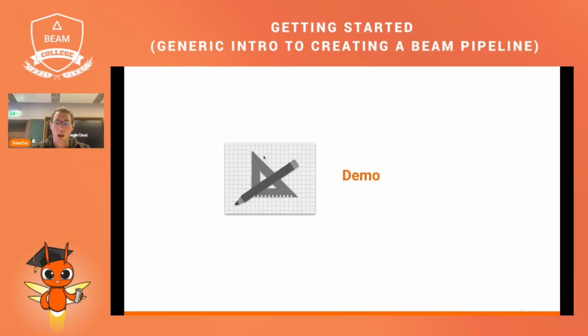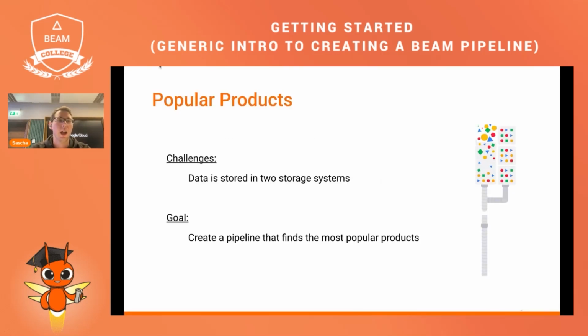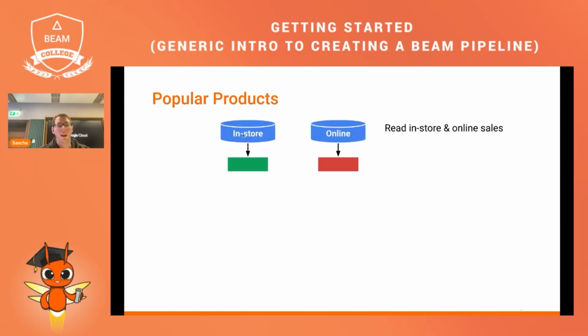In the demo, we are a fashion company, for instance, and we want to know what our most popular products are that are currently sold. Our challenge is that the data is currently in 2 storage systems, and the data can be small or big. Basically our goal is to create a data processing pipeline that finds the most popular product. So the data pipeline would look like the following.